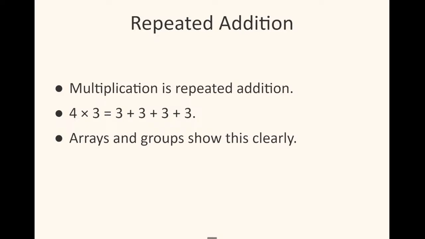Multiplication is basically just repeating addition over and over again. So in this example, 4 times 3 equals 3 plus 3 plus 3 plus 3, which is 4 groups of 3. And arrays in equal groups show repeated addition in an organized way, so they simplify it to make it clearer.